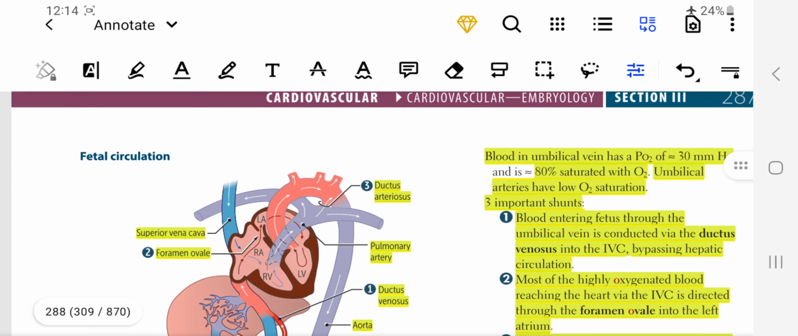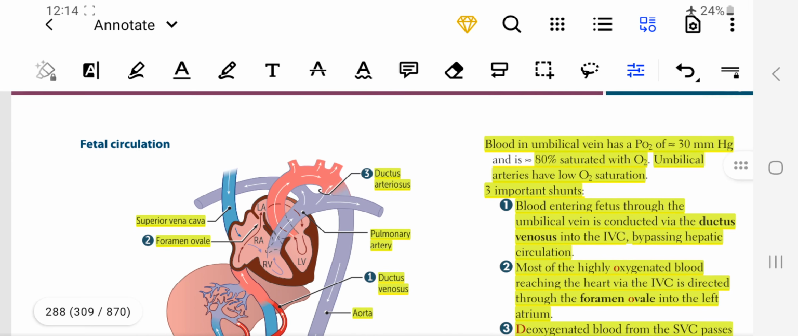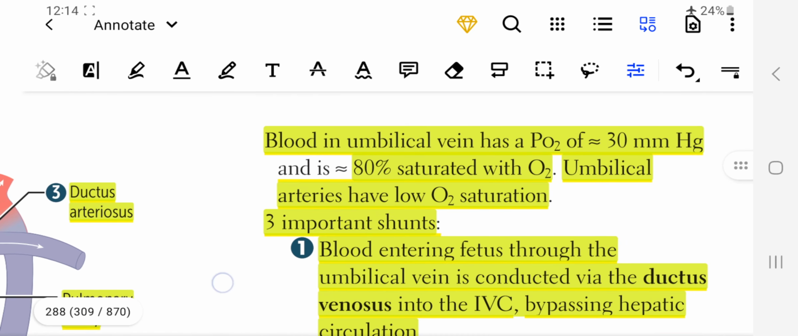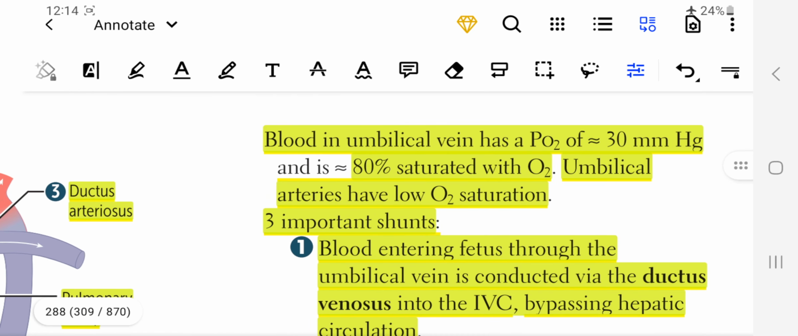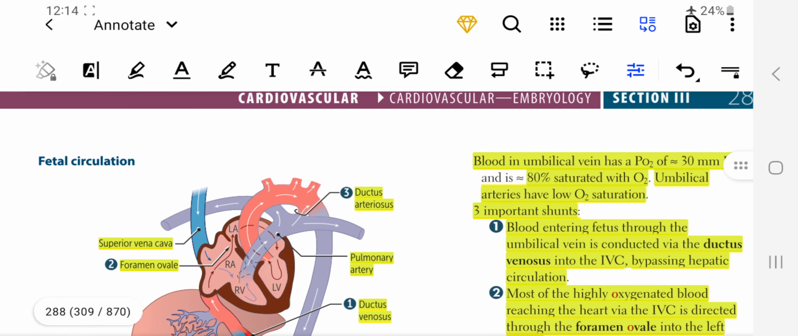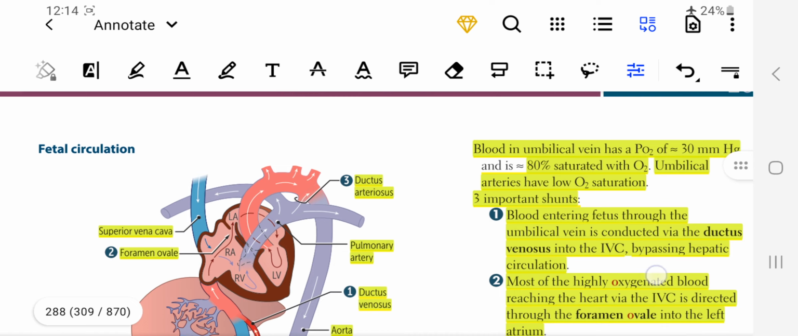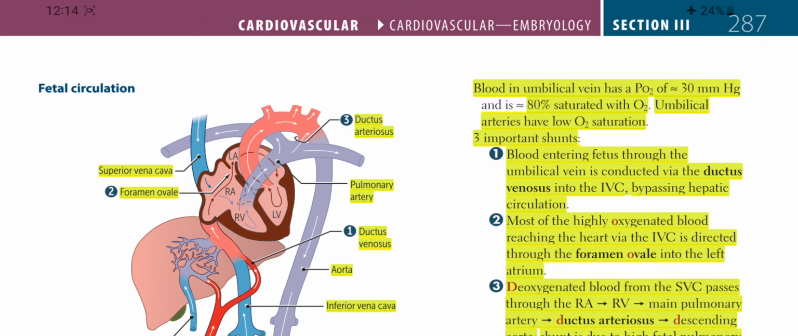Okay. Then we have fetal circulation. Blood in the umbilical vein has a partial pressure of oxygen of 30 mm Hg and is 80% saturated with oxygen. Umbilical arteries have low oxygen saturation. Three important shunts. The blood entering the fetus through the umbilical vein is conducted via the ductus venosus into the inferior vena cava, bypassing hepatic circulation.